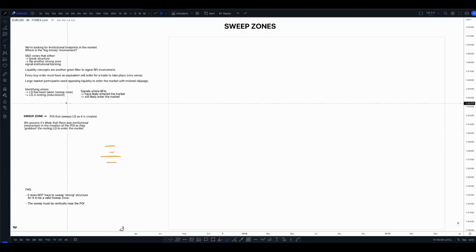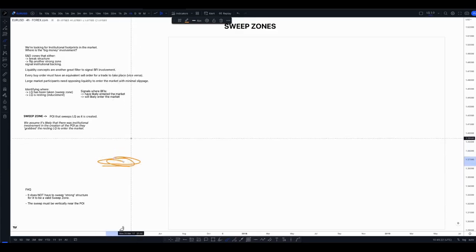So large market participants need opposing liquidity to enter the market with minimal slippage. If you want to buy here with a ton of volume, you want a ton of volume to be selling to you exactly where you want to buy, so you can transact at this level rather than getting filled all the way up here. That's essentially it.